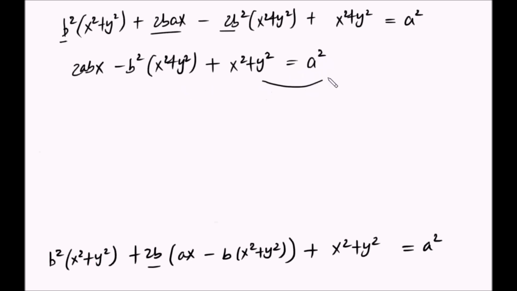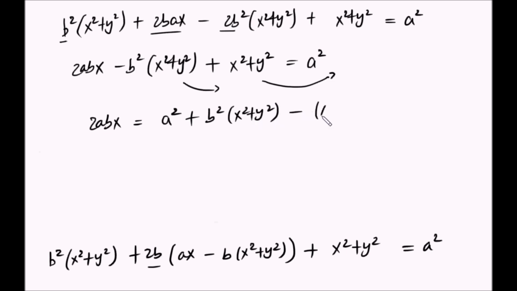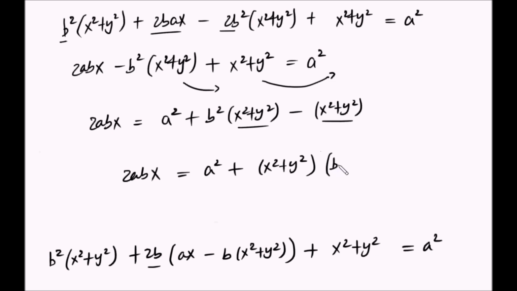So anyways, huyu mpeleke kule na huyu pia mpeleke kule. Kwa upande wote tunabaki na 2abx sasa na a squared. So huyu akija huko inakuwa plus b squared. So we have x squared plus y squared minus this one is x squared plus y squared. Here x squared plus y squared is common. I can factor it out. Inakuwa 2abx is equal to what? A squared jumlisha. So we have x squared plus y squared. Hapa nabaki na b squared. Hapa nabaki na negative 1.